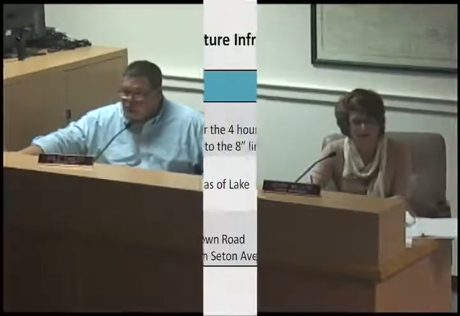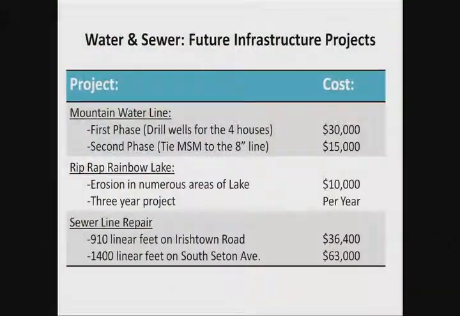The second project, which is a priority project, is to rip-rap Rainbow Lake. There's erosion in numerous areas of the lake. That is a 3-year project as well. We're estimating about $10,000 each year. We can do it in sections. There's one section of the lake that is in dire need, that we will probably have to repair this year. We are currently getting some bids on that.